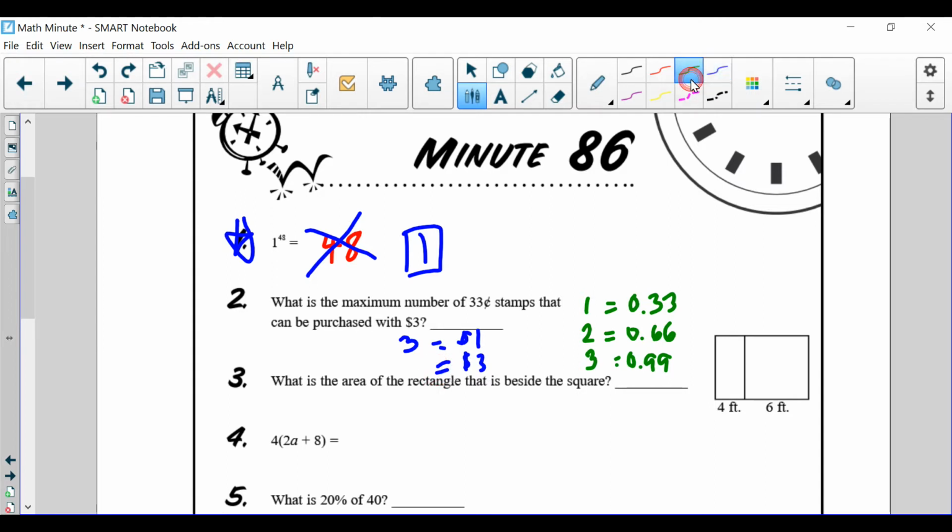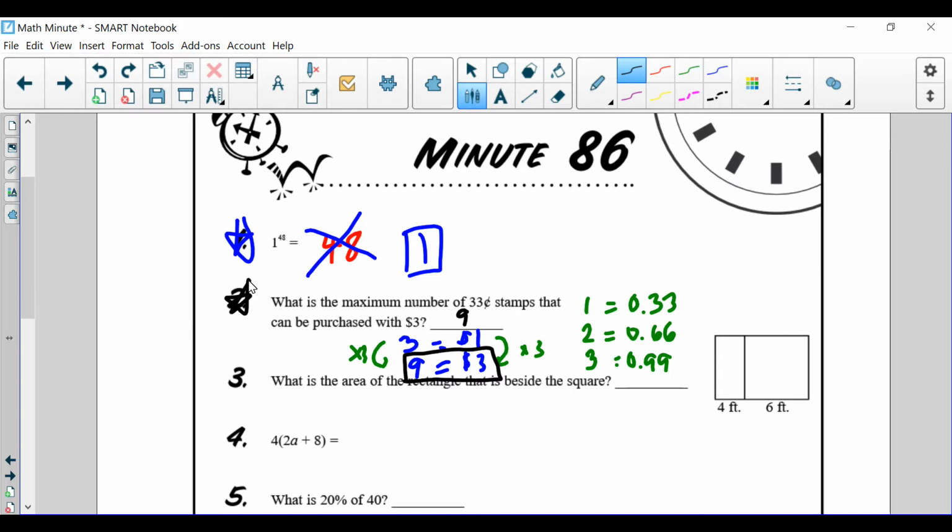So we're going to look at that and see, okay, well, 1 becomes 3, times 3, right? So all we need to do is multiply this by 3, and we're going to get how many stamps you can purchase for $3. You can purchase 9 stamps for $3. So our answer will be 9. If you got 9, give yourself a star. Very nice work.